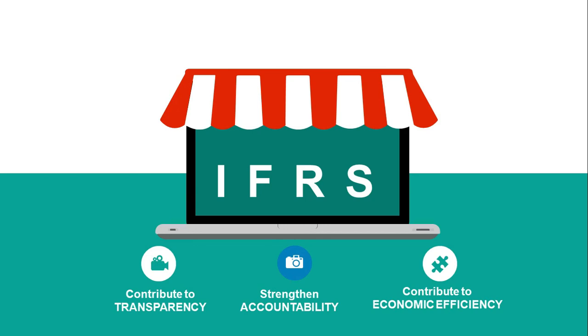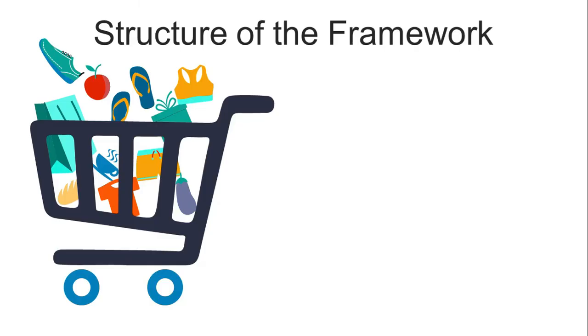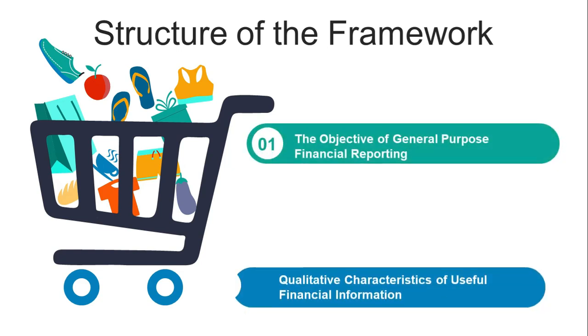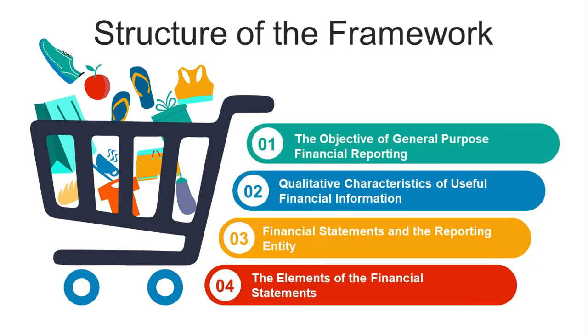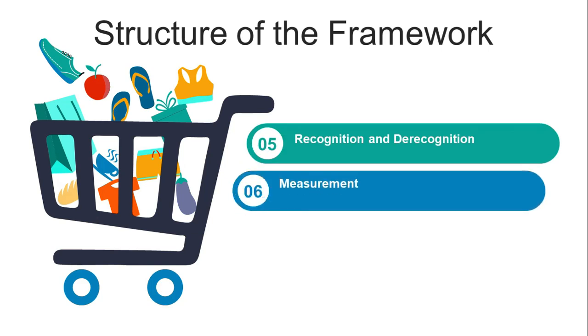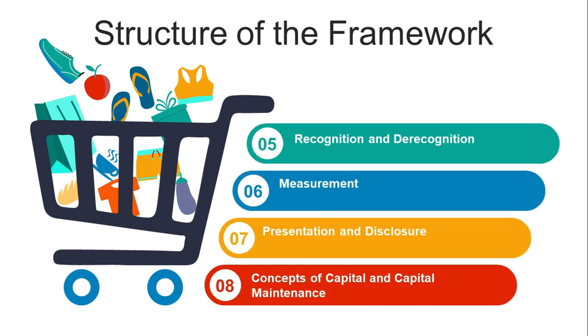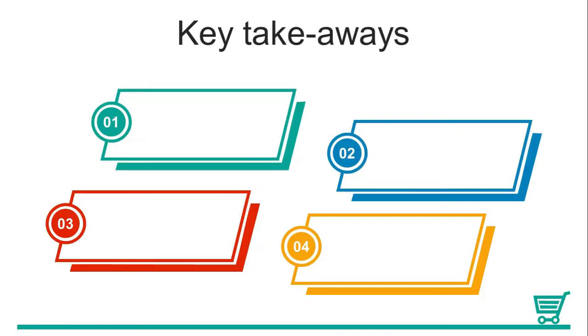Now that we have taken a look at what the purpose of the conceptual framework is, let us try to visualize how it is structured. The conceptual framework is actually made up of 8 chapters, and these are the 8 chapters. Because I do not wish to overwhelm you by delivering all 8 chapters in one video, I have decided to divide our discussion according to the chapters. But before we do that, let us first summarize the key points or the major takeaways from this video.